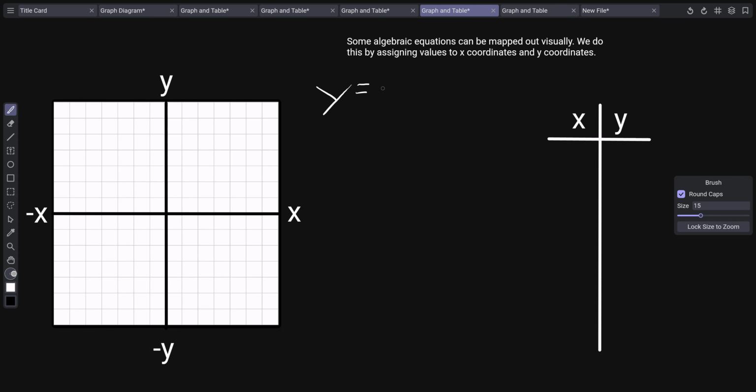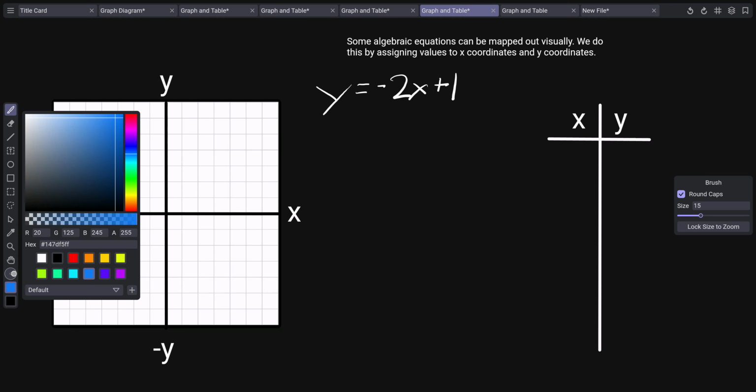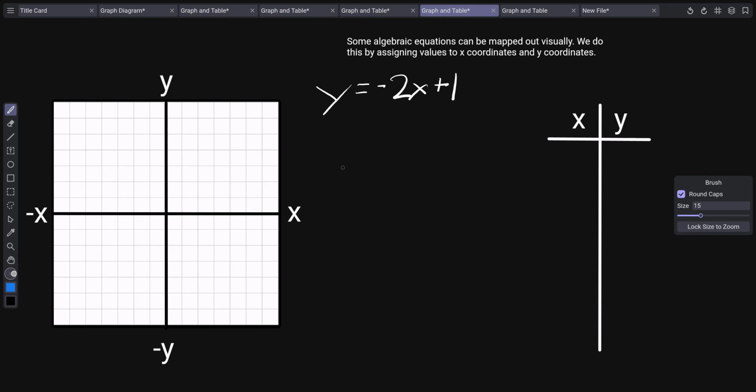So y, let's say, negative 2x plus 1. So now we have a negative number for our coefficient, and I'll try to go over this a little faster. So we'll plug in 3 numbers. We'll start with 0. 0 is usually pretty easy. And I'll just draw the origin point here, just so we have it for reference.